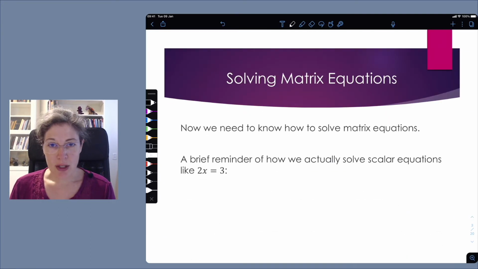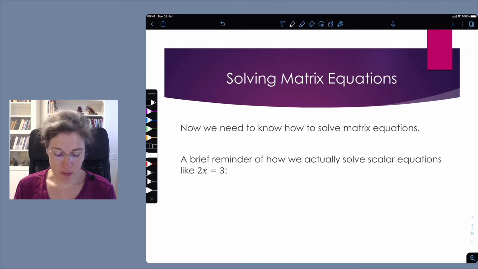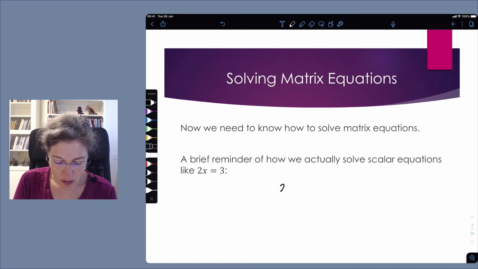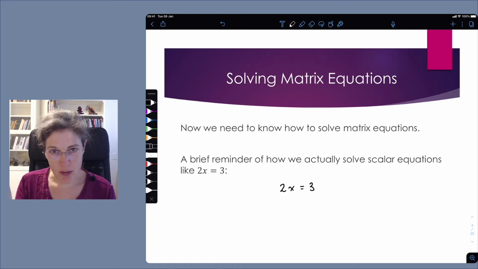So now what we need to do is, if we're given a matrix equation, how do we solve it? It turns out to be helpful to remind ourselves about how we solve simple scalar equations, for example, things like 2x is equal to 3. Now you might think that if you're solving 2x is equal to 3, then you just divide both sides by 2. But that's not actually what you're doing.